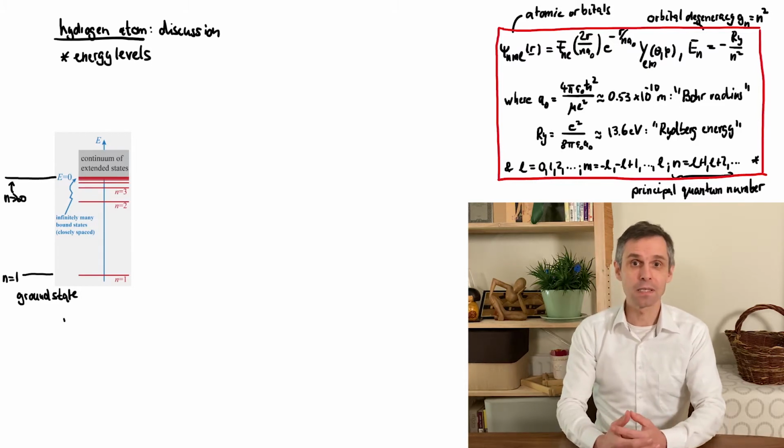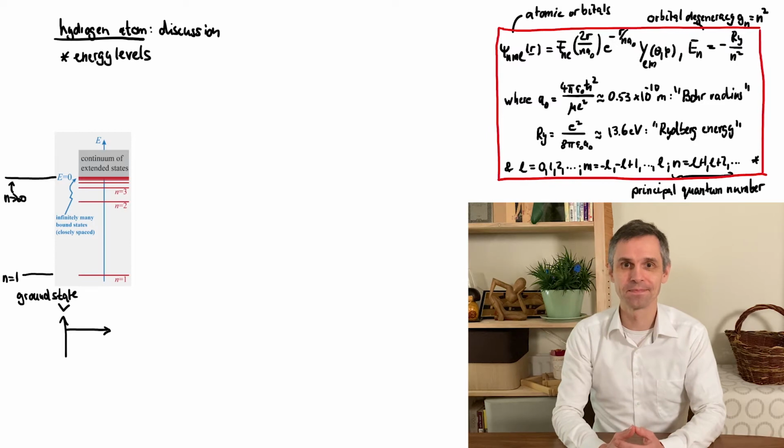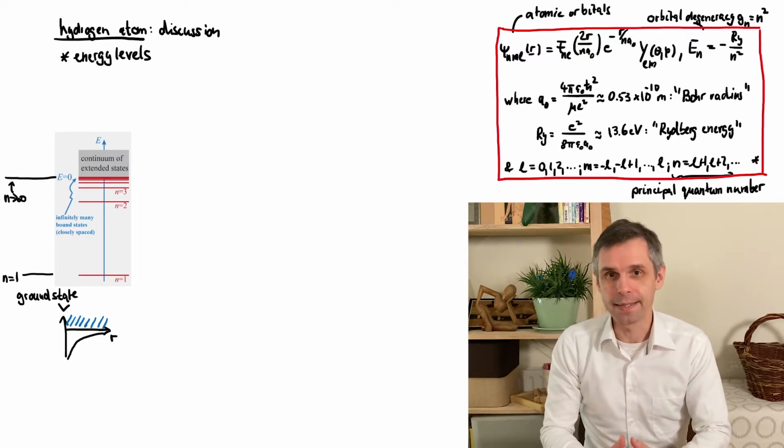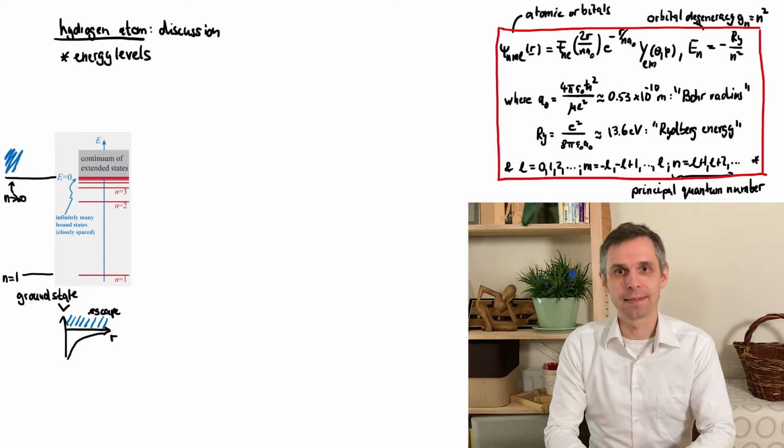Above this we have the excited states, which accumulate close to zero when the principal quantum number increases. The reason for this is of course the shape of the Coulomb potential sketched here. This lets electrons escape at positive energies, and you indeed find extended states at these energies.